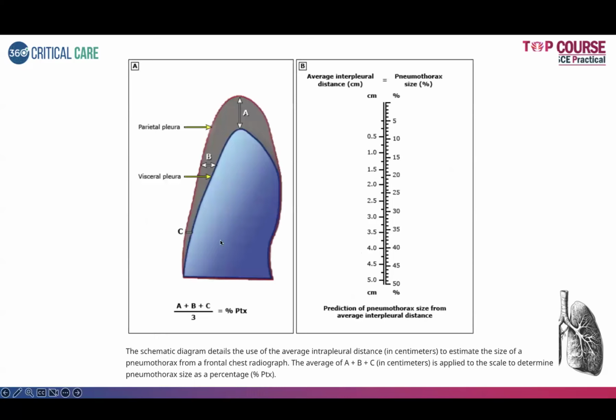Another technique that can be used is assessment of 3 points. One is the vertical distance from the maximum point on the parietal pleura to the visceral pleura. That is taken as A. Then at the hilar level is B, and at the lowest level is taken as C, the distance between the parietal and the visceral pleura. Then the summation of these three is taken and divided by 3. That gives you the percentage of the pneumothorax. So that is also another way of assessment.